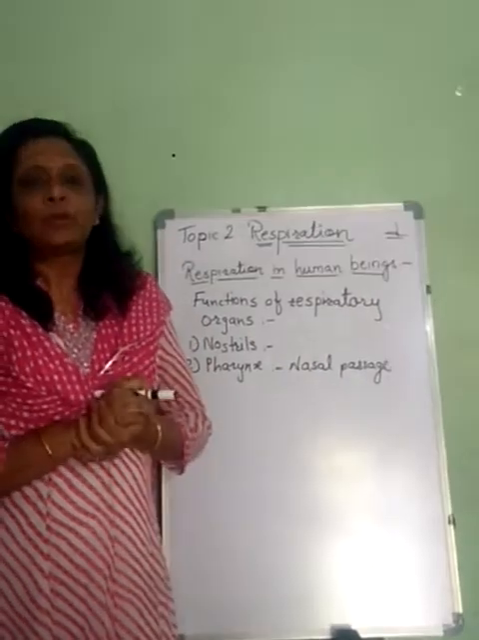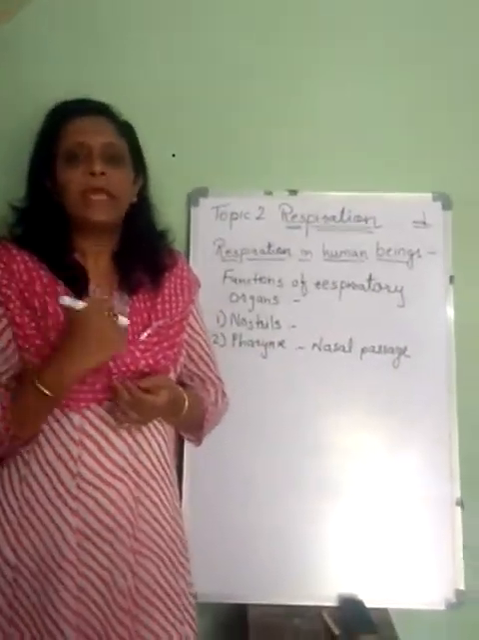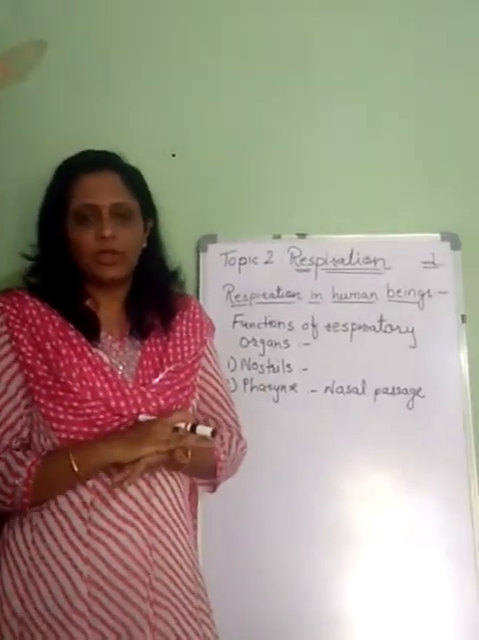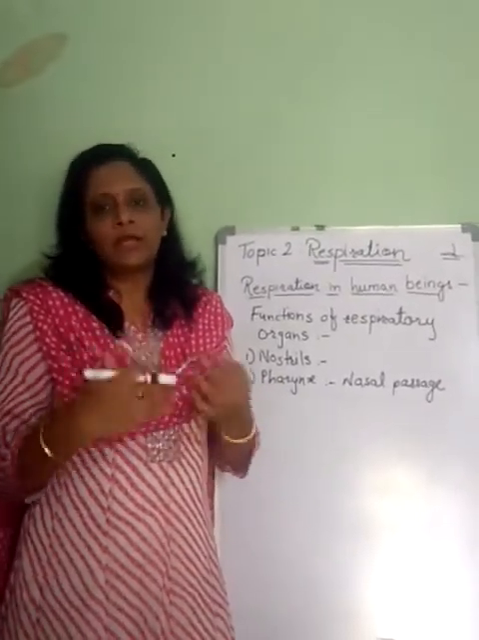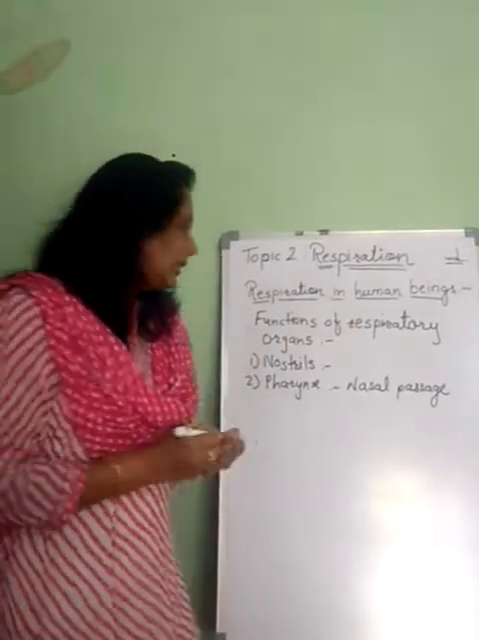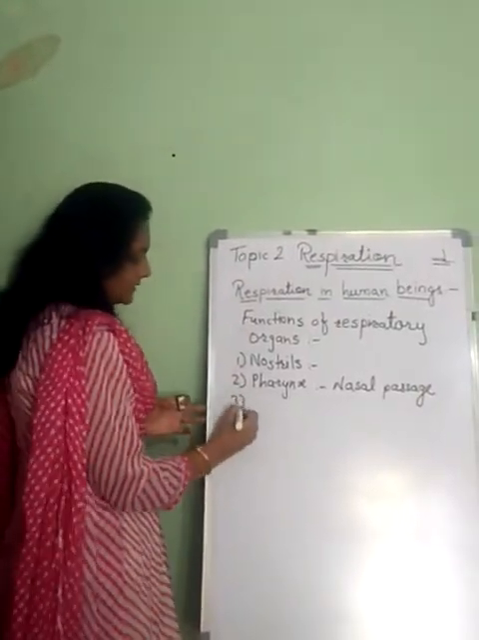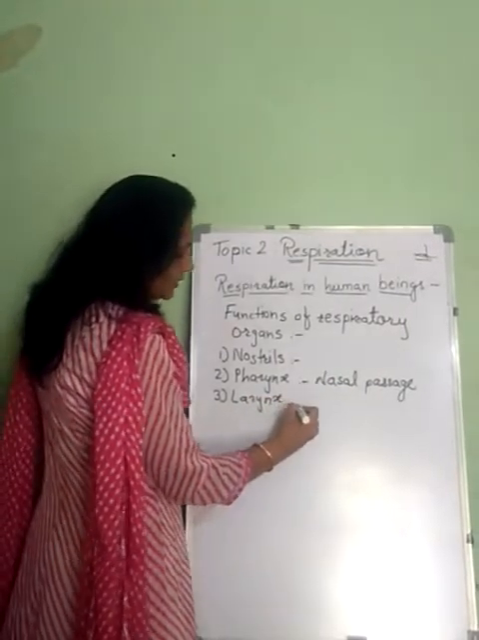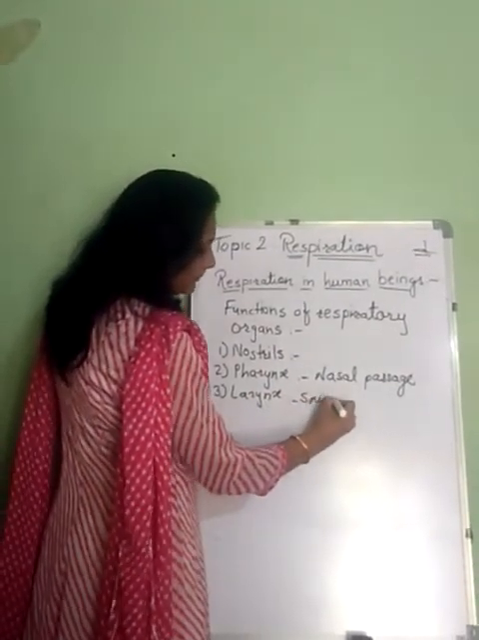If we want to produce some sound, this air is bombarded on the partition present over here, and then the sounds are actually released. So the third organ is the larynx, which is the sound box in the throat.